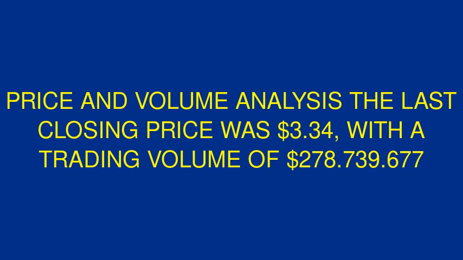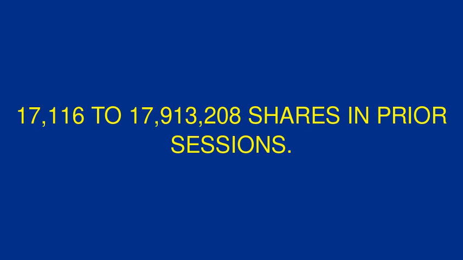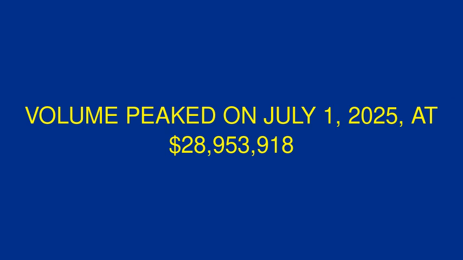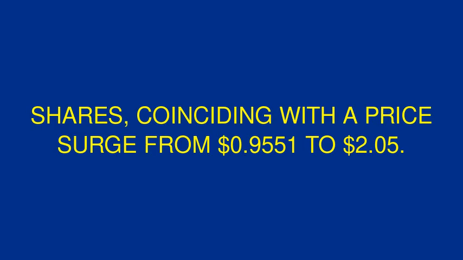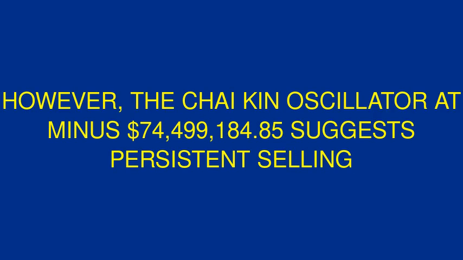Price and volume analysis. The last closing price was $3.34, with a trading volume of 278,739,673 shares on July 7, 2025, marking an extraordinary spike in volume compared to the typical range of 17,116 to 17,913,208 shares in prior sessions. Volume peaked on July 1, 2025, at 28,953,918 shares, coinciding with a price surge from $0.9551 to $2.05. The on-balance volume, OBV, stands at 285,347,886, indicating strong buying pressure during the recent rally. However, the Chaikin oscillator at -74,499,184.85 suggests persistent selling pressure prior to the July spike.